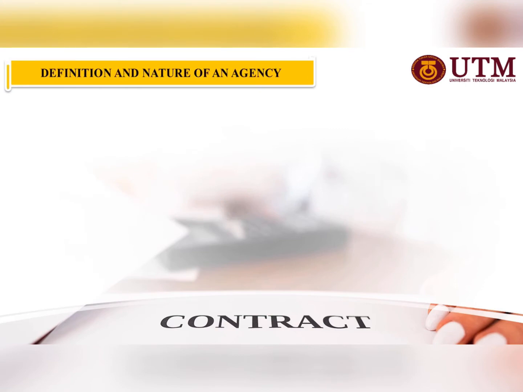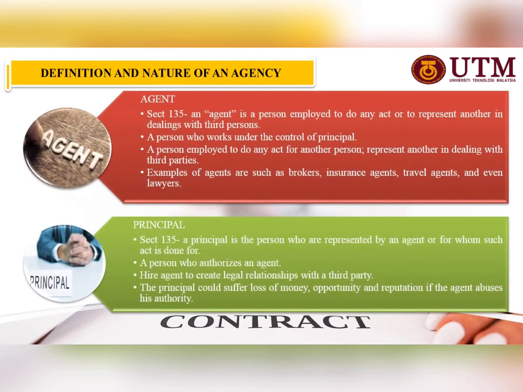In the law of agency, the two most important parties are an agent and the principal. According to section 135, an agent is a person employed to do any act or to represent another in dealings with third persons. They are also described as a person who works under the control of the principal. The agent is even granted the authority to fulfill his principal's instructions to the third parties. They are also described as employed to do any act for another person or even represent another in dealing with the third parties mentioned before. Therefore, the agents must trust that the principal will pay for their work. Some examples of agents are brokers, insurance agents, travel agents, and even lawyers.